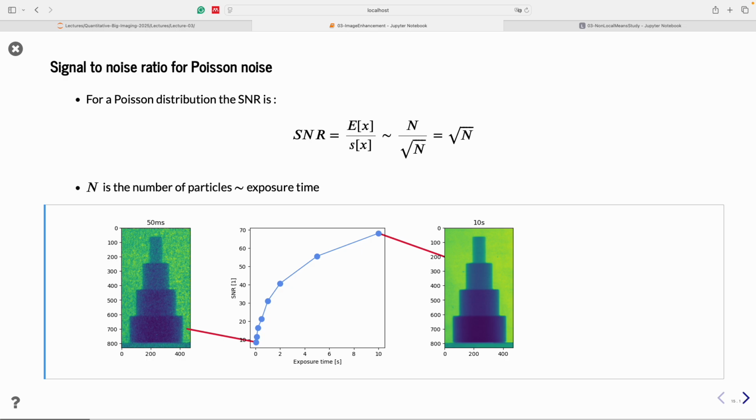So I mean, if I expose at 50 milliseconds, you see that it's pretty noisy. I hope it's possible to see in the light here. And if I expose 10 seconds, it's pretty flat. So that is what you gain when you expose longer.